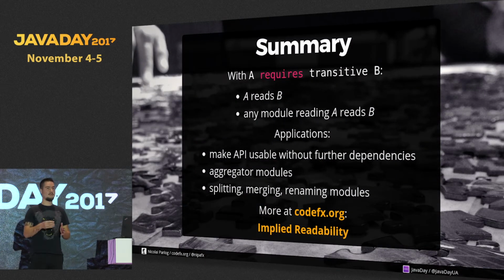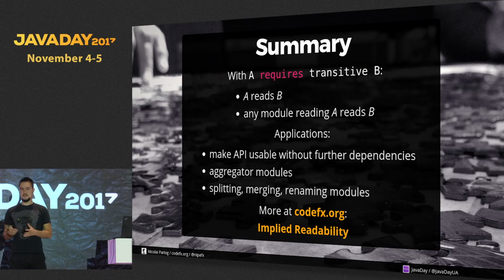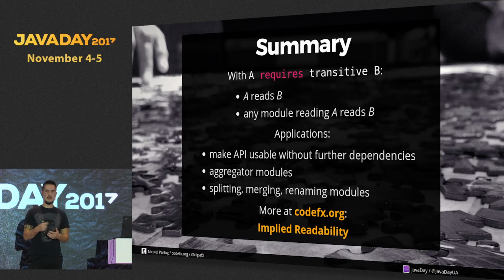So in summary, if A requires transitive B, nothing changes between A and B. A can read B just the same, but any module reading A will now also read B. And as I showed you, you can use it to make APIs more usable. You can create aggregator modules, and you can refactor modules in different ways. And if you want to read more about that, I wrote a blog post going into more details. And now I'm going to give you a minute to come up with questions. So somebody with a mic should be coming out to you.